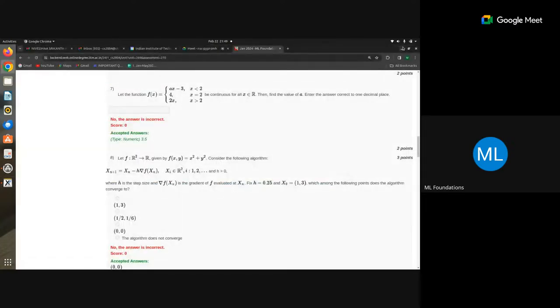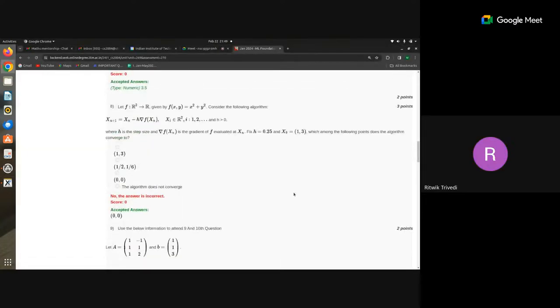Okay, I think that was the simpler question. Let's move to this one. F is R2 to R given by the following algorithm. Okay, this is a gradient descent algorithm, right? Yes, but okay, you guys have not seen this. It is the step size, evaluated at x n, h equals 0.25, and x naught as the initial point converges to something.